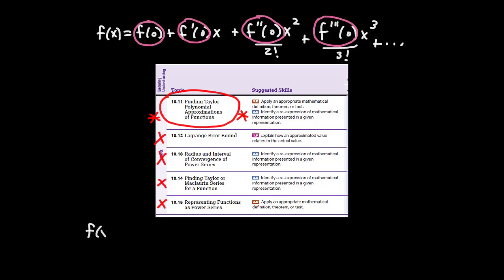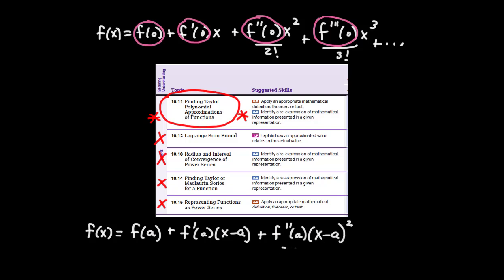Below here, I'm going to write the Taylor polynomial centered at a. So it's f of a plus f prime of a times x minus a plus f double prime of a times x minus a to the power of 2 over 2 factorial. And I think you get the idea. I'll put one last one just so I feel accomplished.